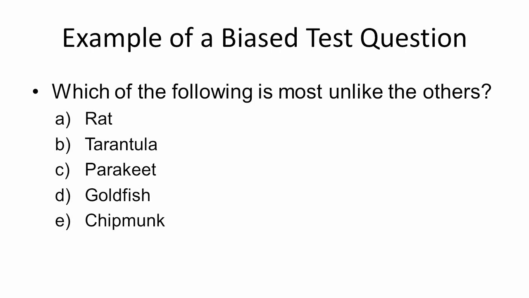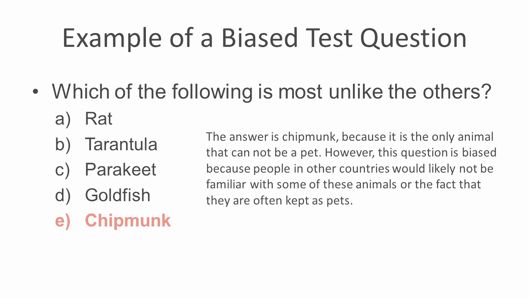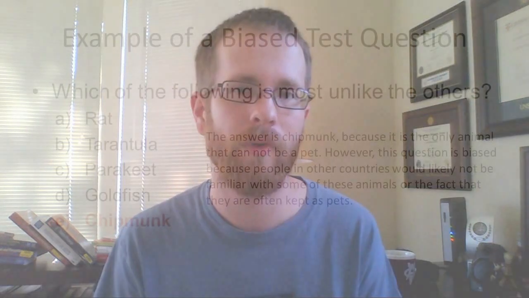Did you say chipmunk? If you did, that's probably because of all the animals in this list, a chipmunk is one that is generally not kept as a pet. People have rats as pets and tarantulas and parakeets and goldfish, but you can't really domesticate a chipmunk. They're just wild animals. But the reason this is biased is that if you live in Japan, you might not know what a chipmunk is. You might not even know what a parakeet or a tarantula is, because these animals just don't really exist in your part of the world.